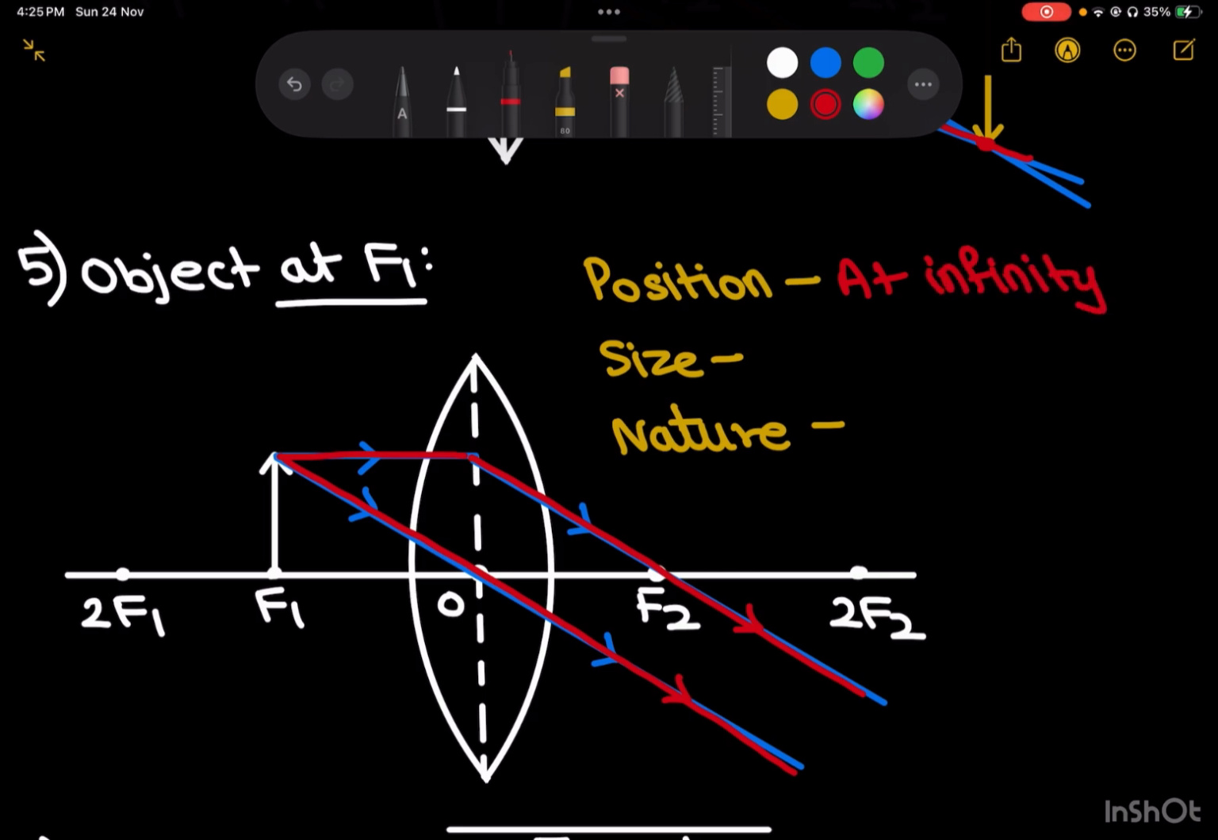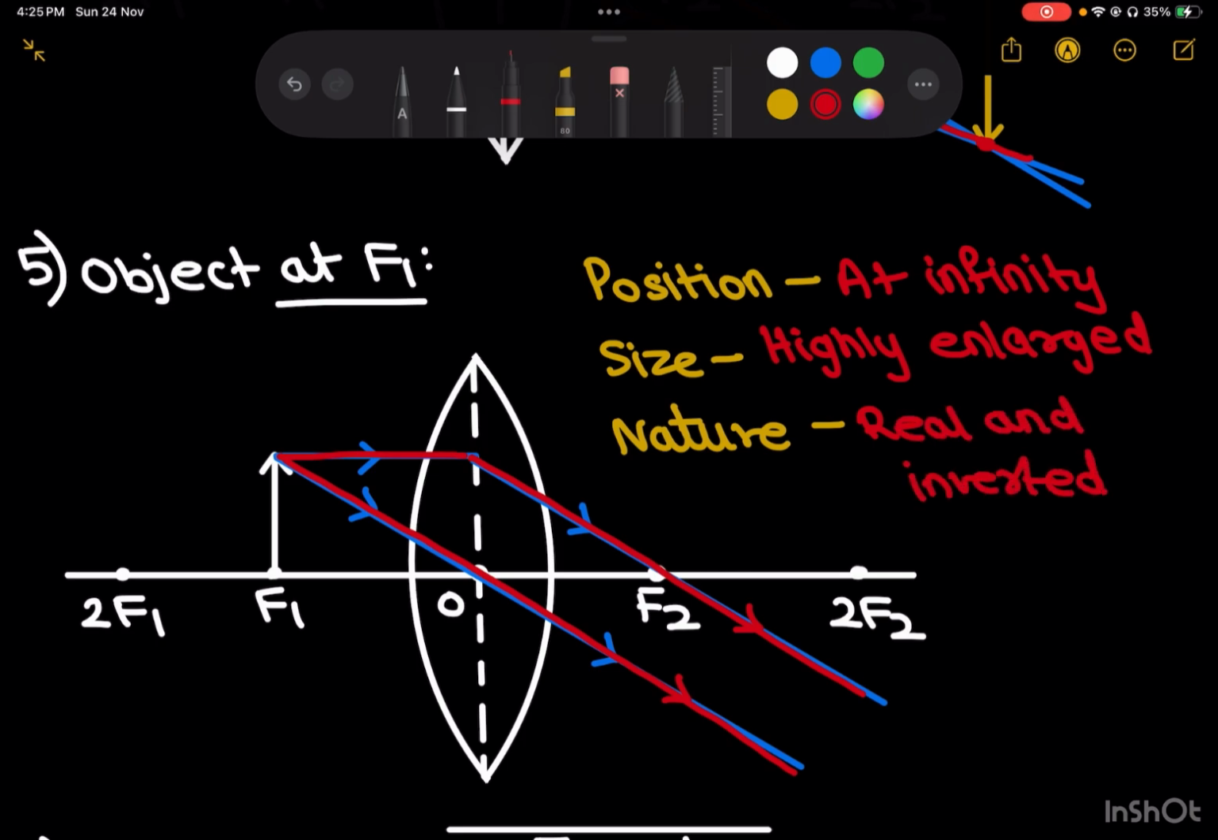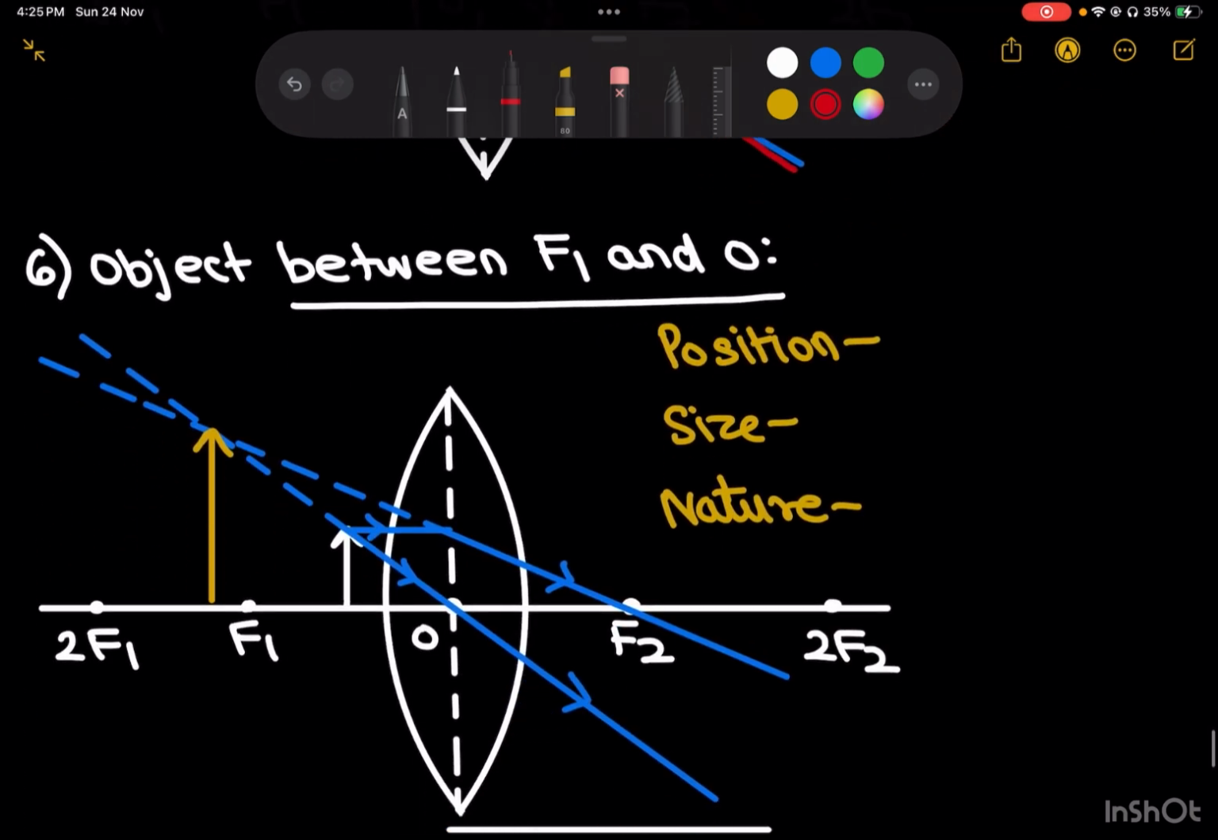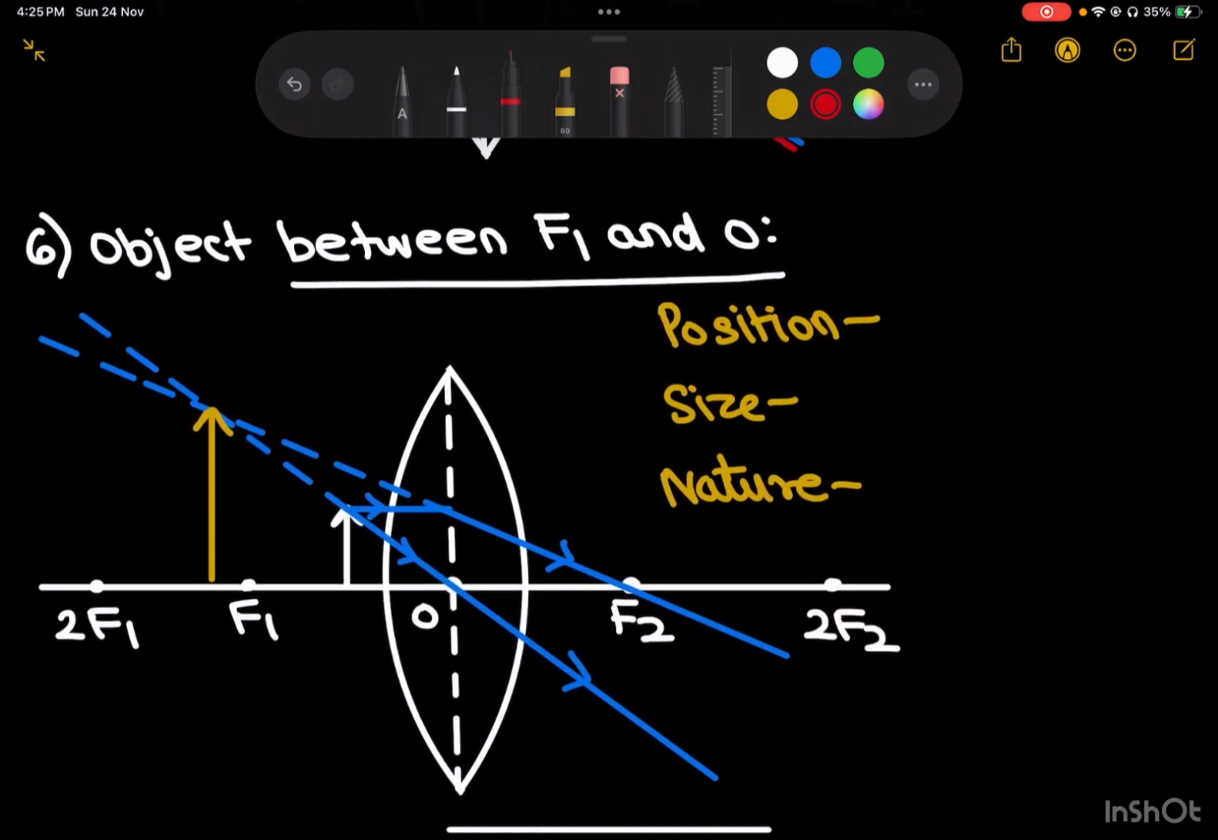The size of the image will be highly enlarged. Highly magnified, very big size. And the nature will be real and inverted. Very, very similar to concave mirror. I hope you can relate, right? And you might have guessed the last case in concave mirror was that you got a virtual and erect image. Here also you will get a virtual and erect image even in a lens.